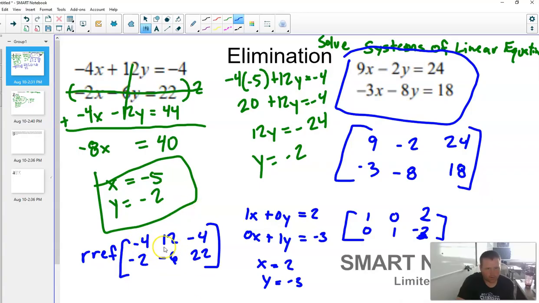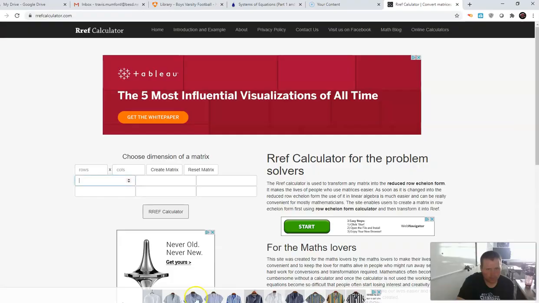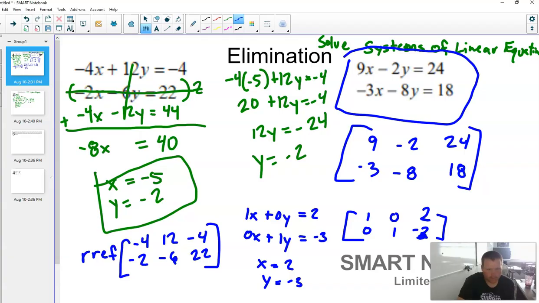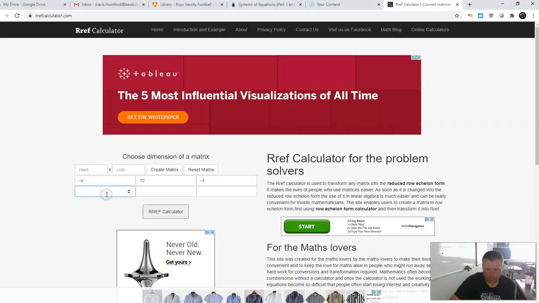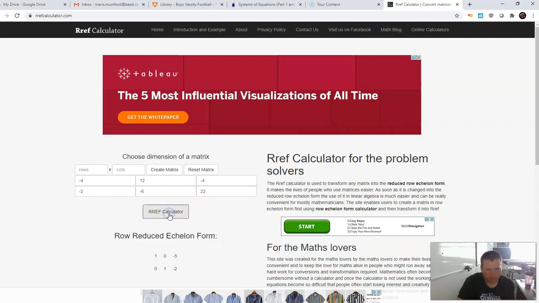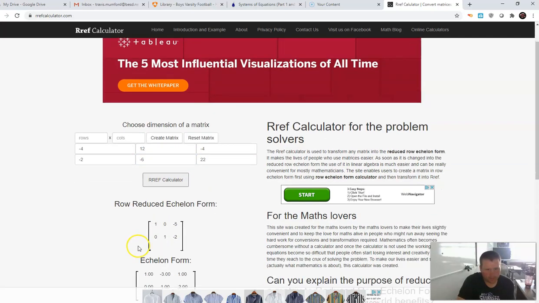I'm going to go -4, 12, -4. It is important that it is in that order. And then I'm going to go -2, -6, 22. And then we're just going to hit calculate and see how it reduces it.